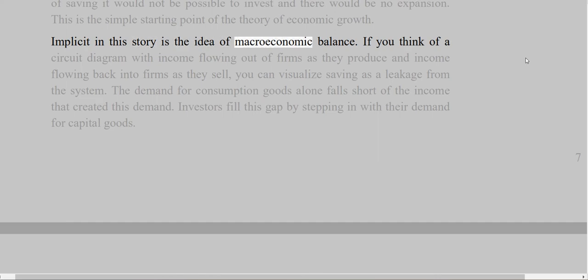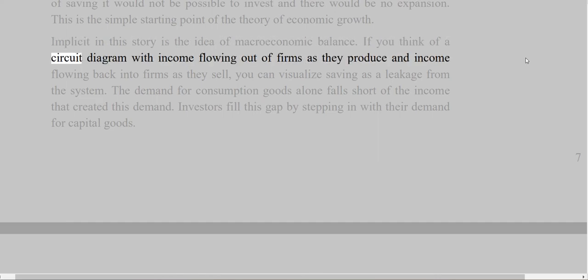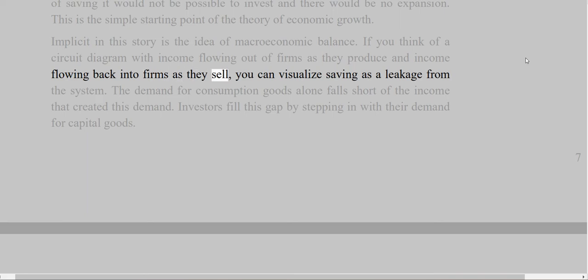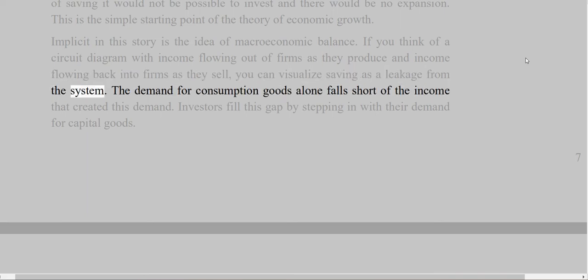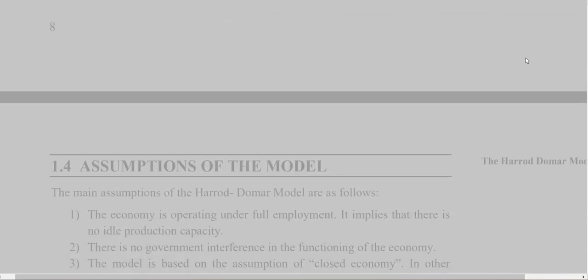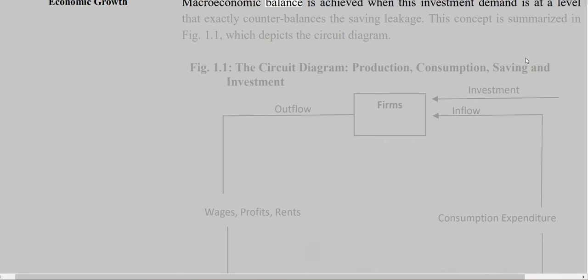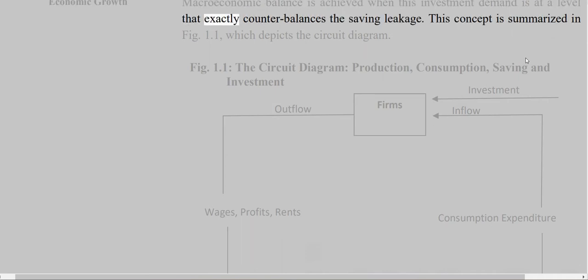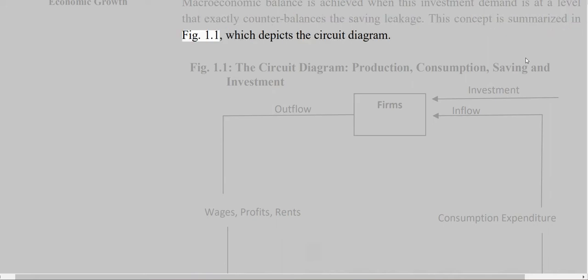Implicit in this story is the idea of macroeconomic balance. If you think of a circuit diagram with income flowing out of firms as they produce and income flowing back into firms as they sell, you can visualize saving as a leakage from the system. The demand for consumption goods alone falls short of the income that created this demand. Investors fill this gap by stepping in with their demand for capital goods. Macroeconomic balance is achieved when this investment demand is at a level that exactly counterbalances the saving leakage. This concept is summarized in Figure 1.1, which depicts the circuit diagram.